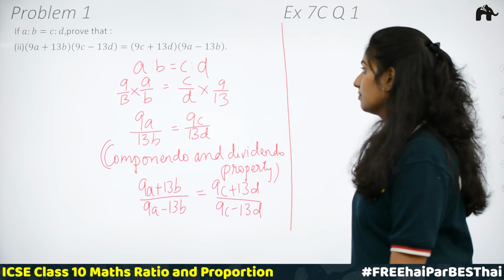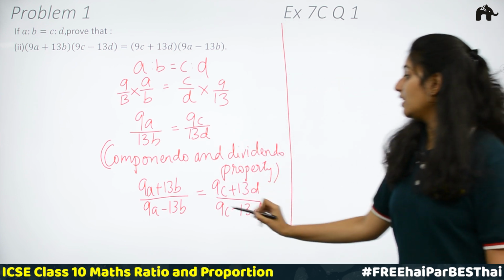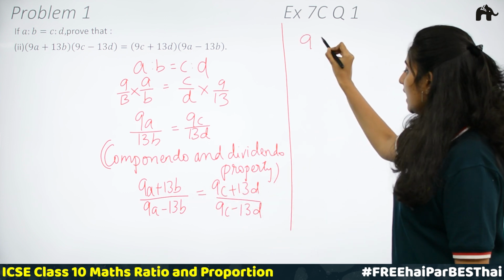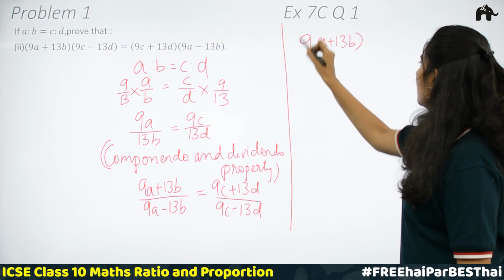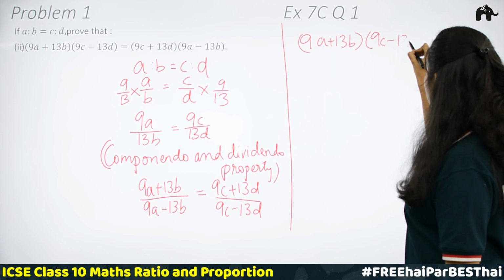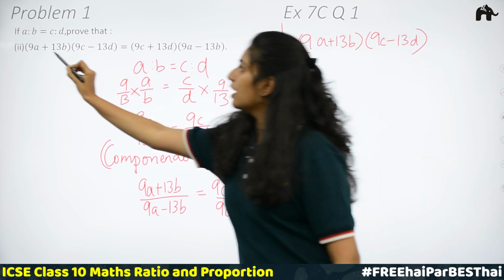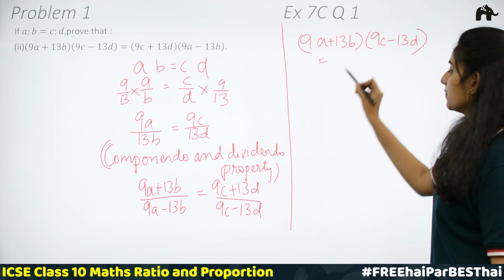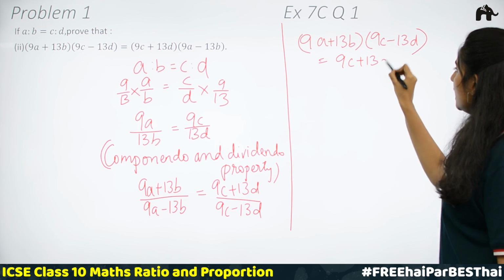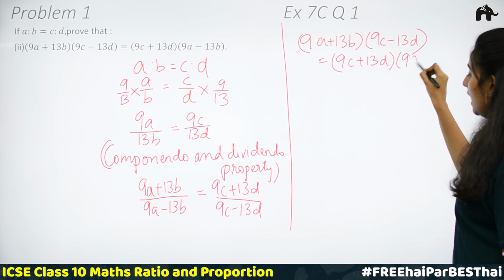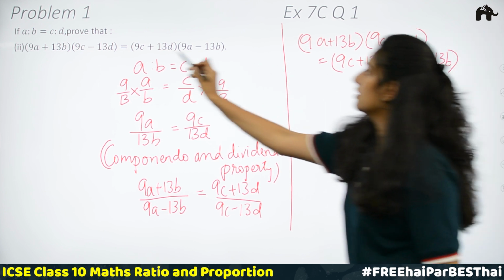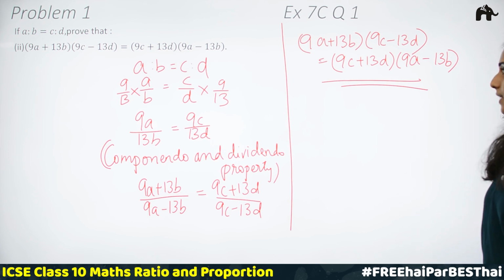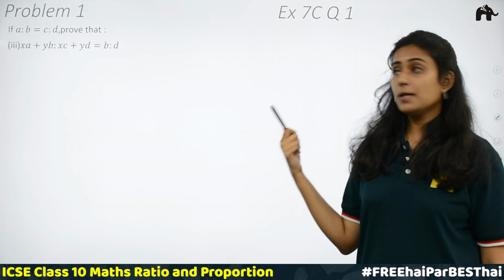What is next? Next, we need to cross multiply here. 9a plus 13b into 9c minus 13d. Just check this. We got this part. Here the multiplication is equal to 9c plus 13d into 9a minus 13b. We got this part. So, this is the required proof. Clear?